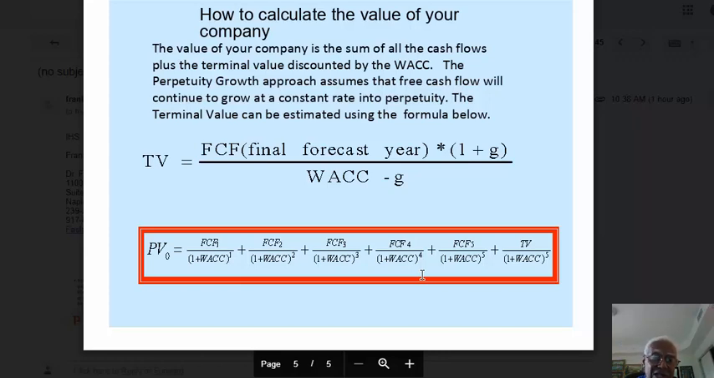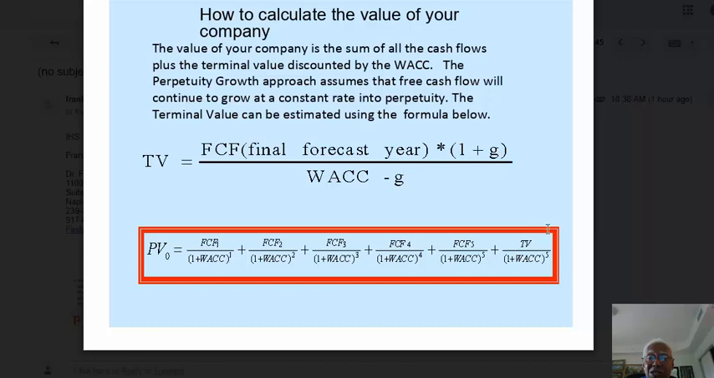Then you're going to discount it just like you do in a present value calculation. You calculate the future value divided by 1 plus the rate. And here, the rate is the weighted average cost of capital raised to the first power, the second power, the third power, the fourth power, and the fifth power, as you can see here. 1, 2, 3, 4, 5.